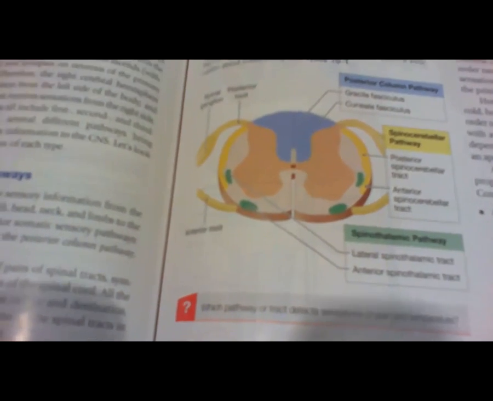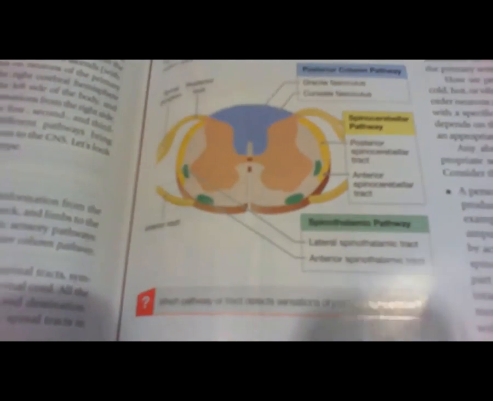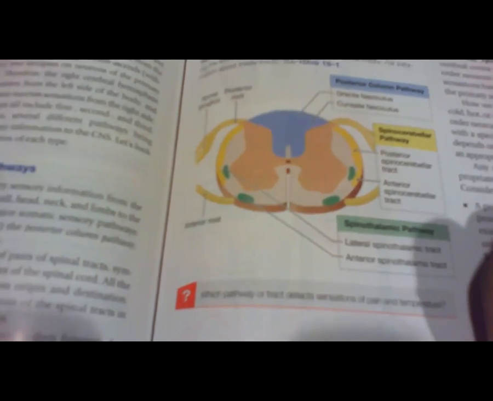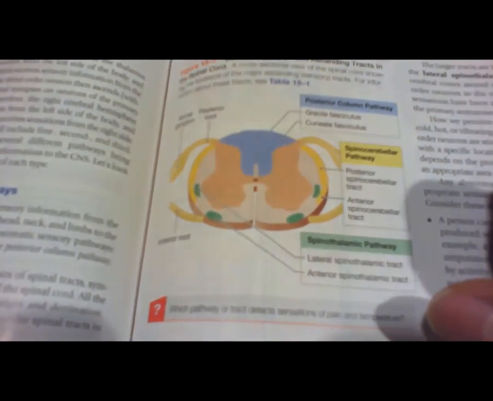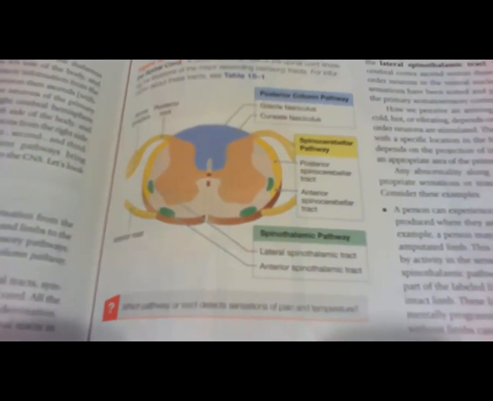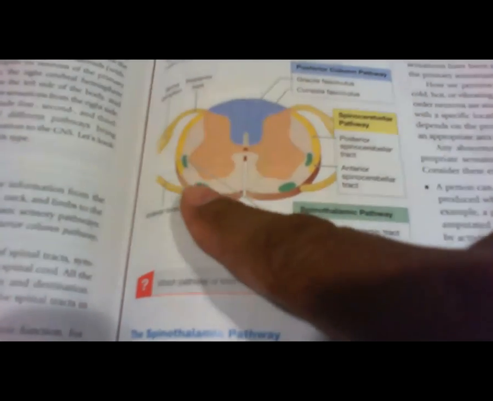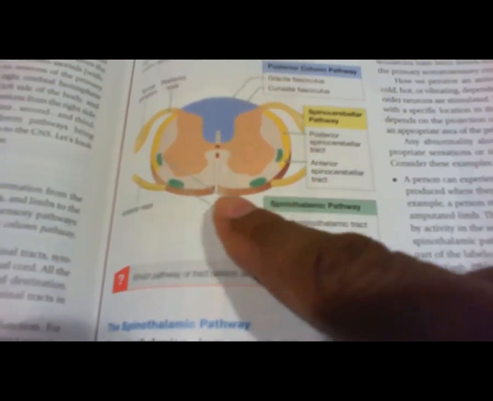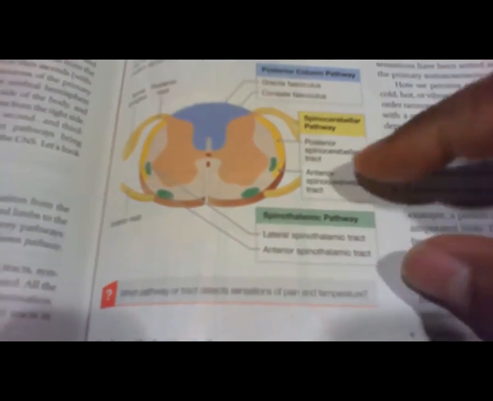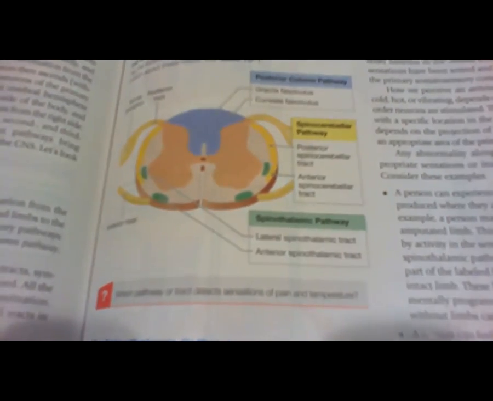And we'll stop here with the pathways. You've got your posterior column pathway. Why do we call it that? Because this is the posterior part of your spinal cord. You get your gracile fasciculus and your cuneate fasciculus. Then the spinothalamic pathway, with the anterior spinothalamic tract and the lateral spinothalamic tract. Now in yellow here, we've got your spinocerebellar pathway: the anterior spinocerebellar tract and the posterior spinocerebellar tract.